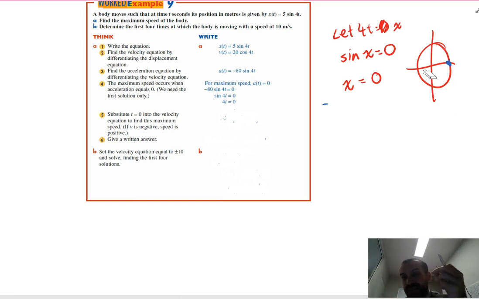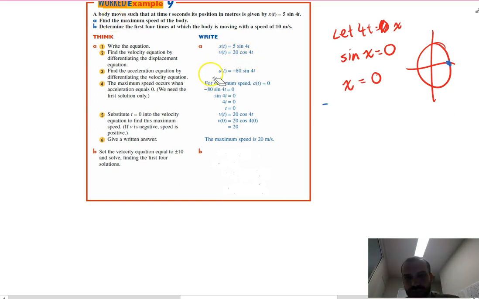So now that we know that it's happening at time 0, because 4t equals 0, so t equals 0, we can sub that into our velocity function, 20 cos of 4 times 0. Cos 0 is 1, times 20. So our maximum speed is 20 meters per second. You can also just sketch it, but because we're dealing with calculus, you should be doing some level of calculus and subbing those values in.